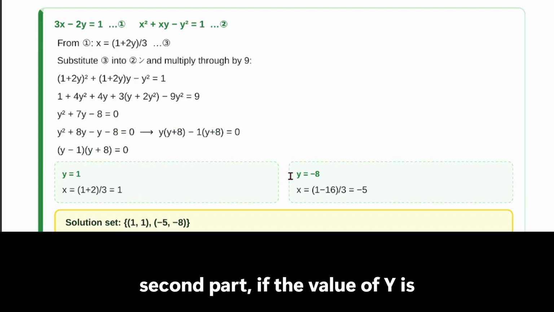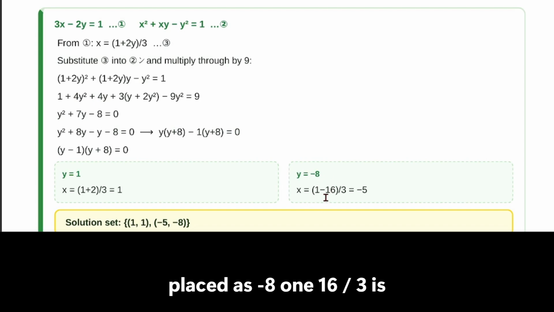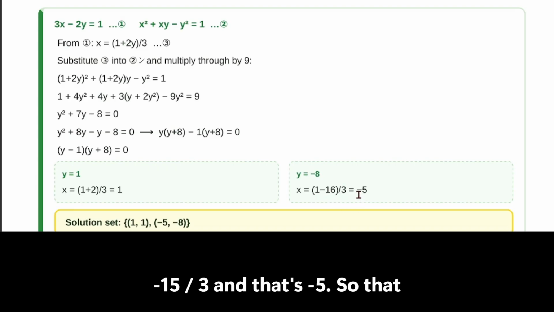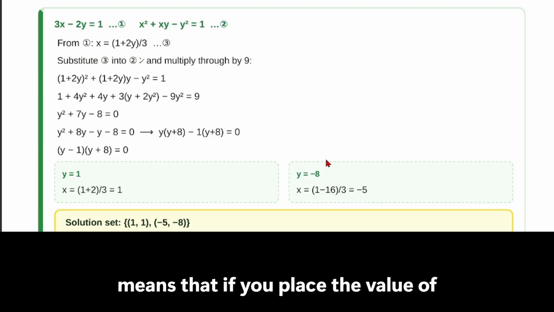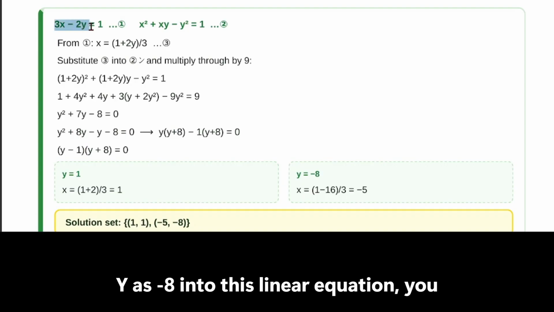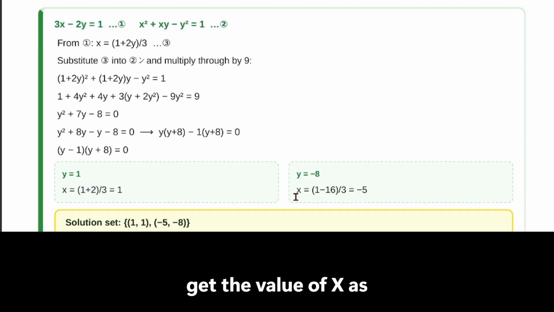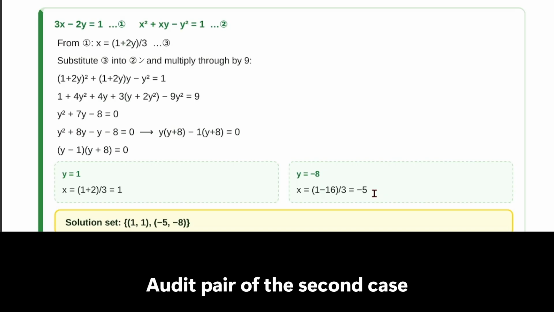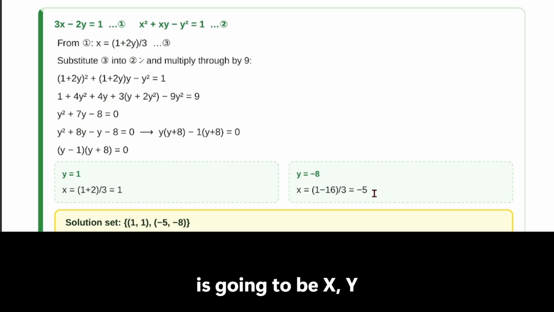And for the second part, if the value of y is negative 8, 1 minus 16 divided by 3 is negative 15 over 3, and that's negative 5. So that means that if you place the value of y as negative 8 into this linear equation, you get the value of x as minus 5. The ordered pair of the second case is going to be x comma y is equal to negative 5 comma 8.